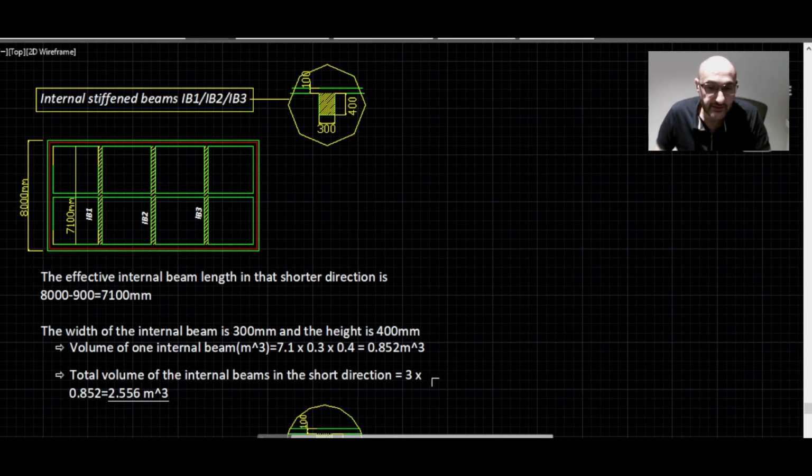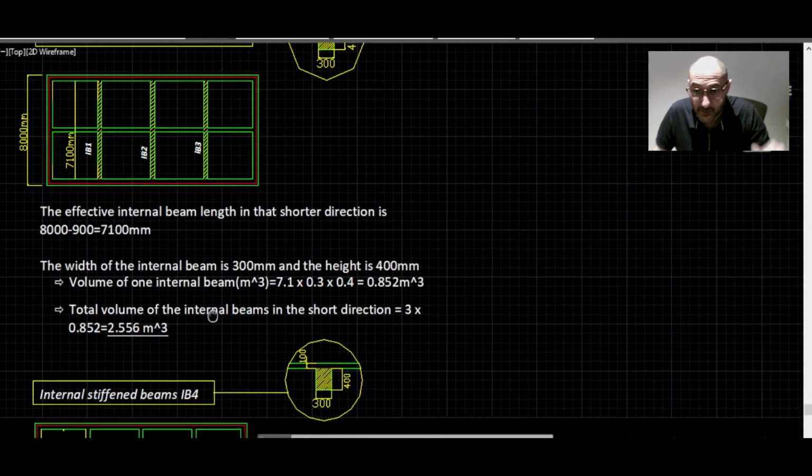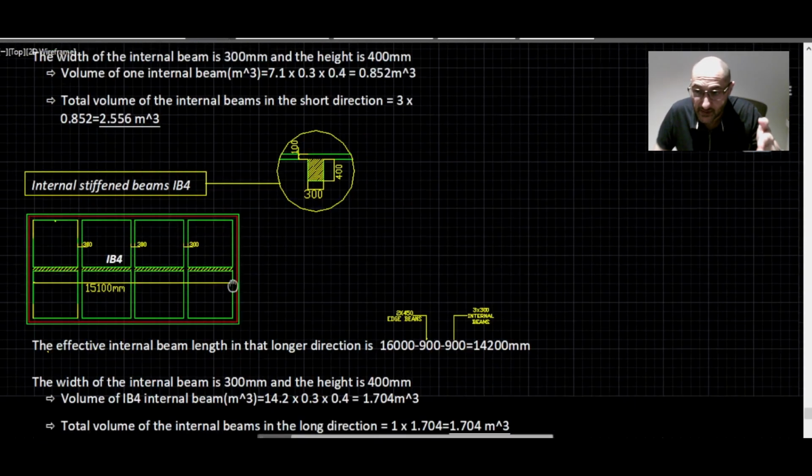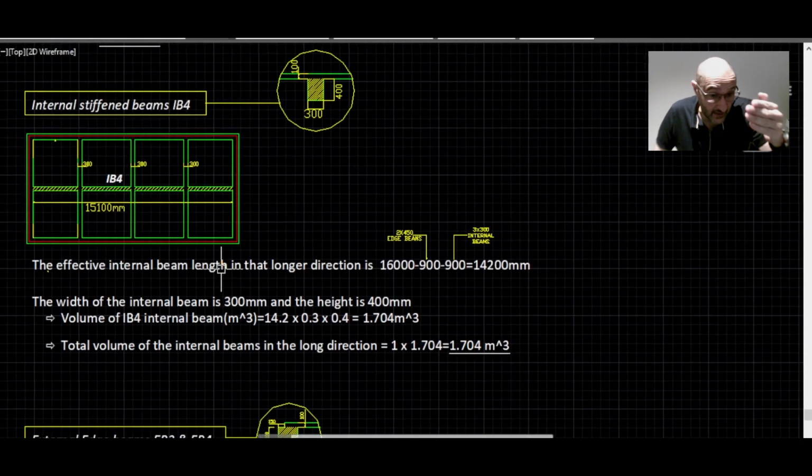Now, the internal stiffening beam IB4. This whole long beam here, which we have broken up into these hatched areas here. Now, for this beam, we need to remember to take away the three little areas of that internal beam here, because we have already taken it in the previous calculation with that shorter direction.